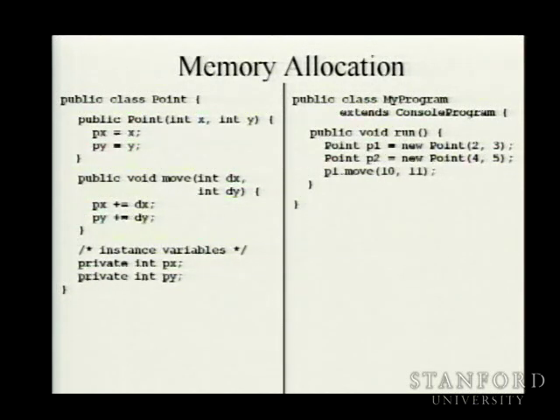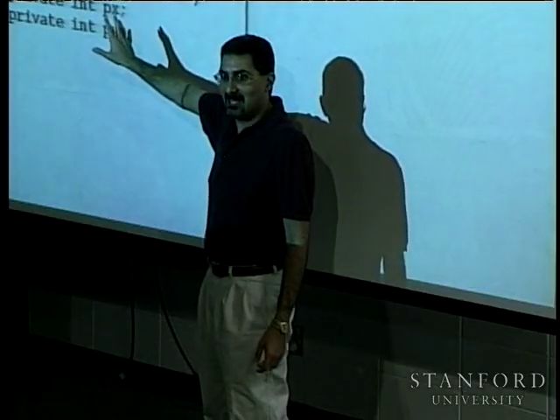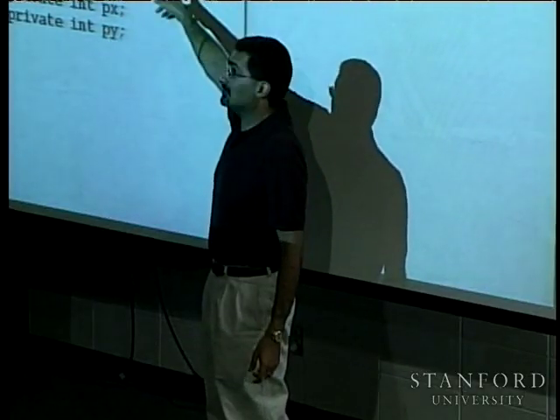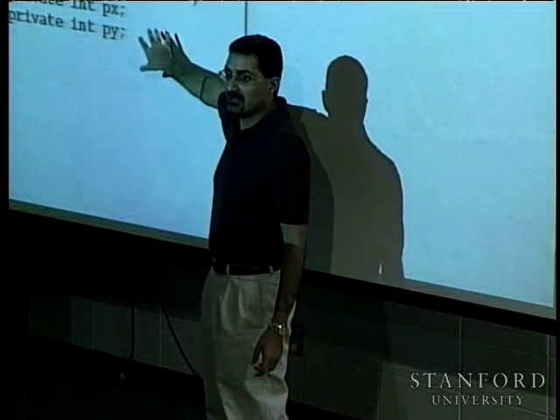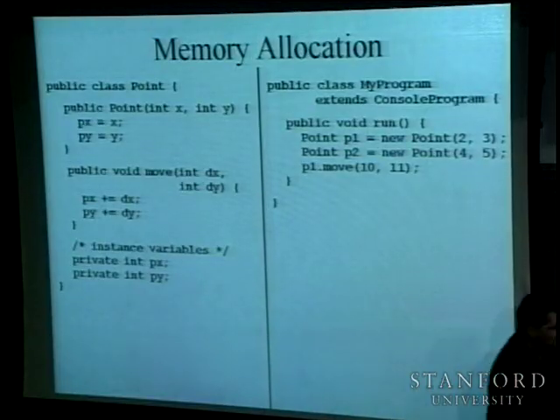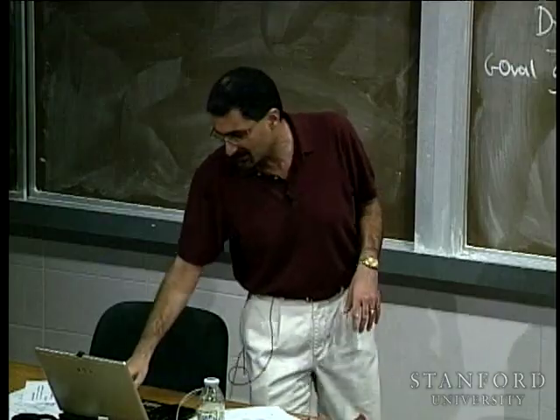Okay? So everyone happy with the Point class? I'm going to make it disappear in just a second. Can you remember what it does? There's two methods, the constructor and move, and then there's two private variables, px and py. Okay? So let's see what happens when your program's actually running.